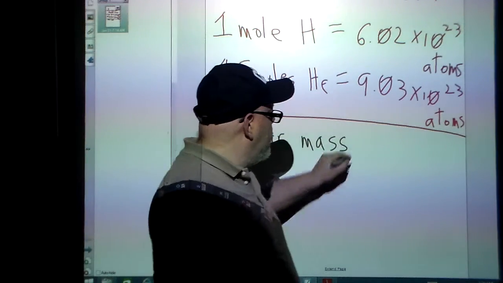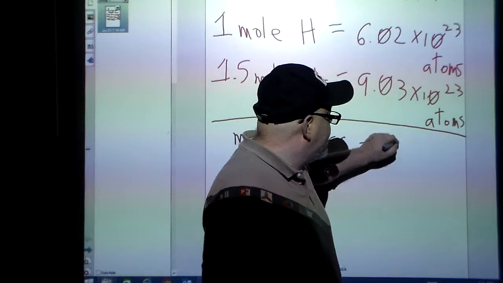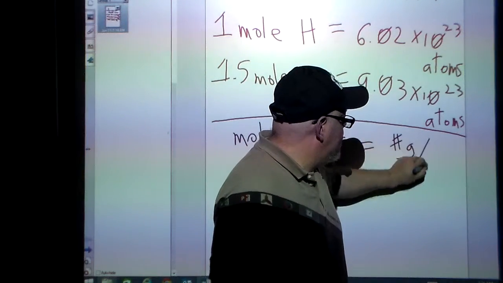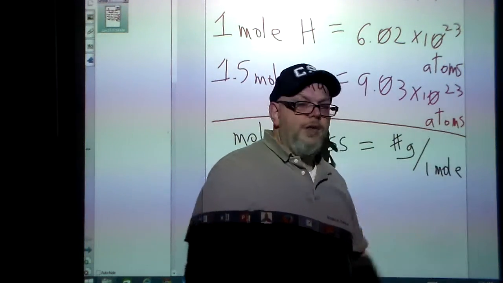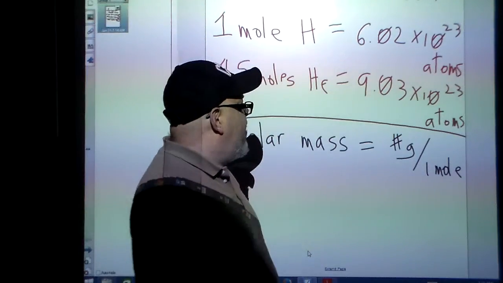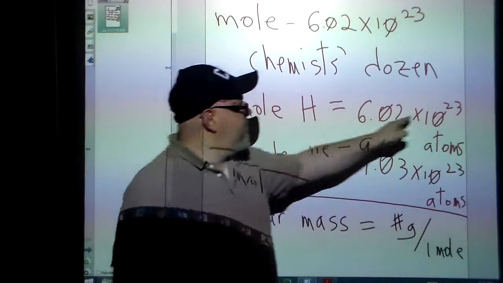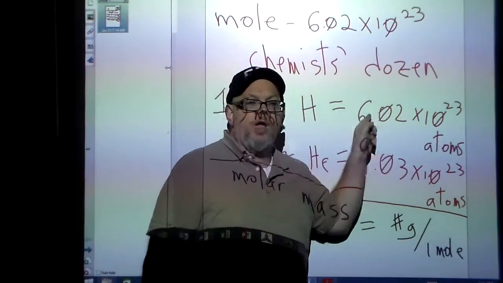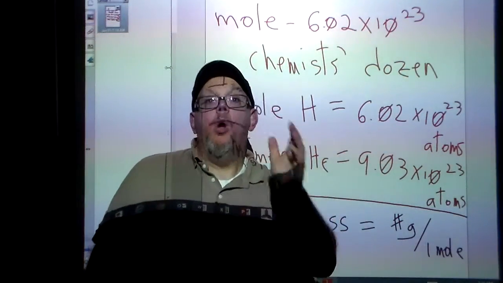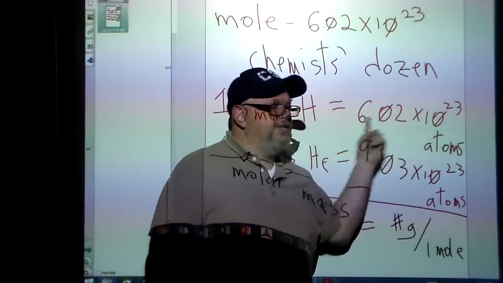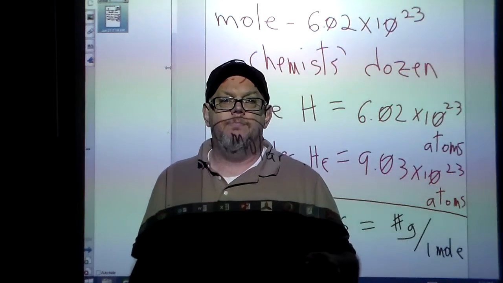So when we talk about molar mass, it's the number of grams to 1 mole of something. Now, at that point, does Avogadro's number enter into it when we talk about grams per mole? No. Why not? That's because that's a number, that's not a mass.